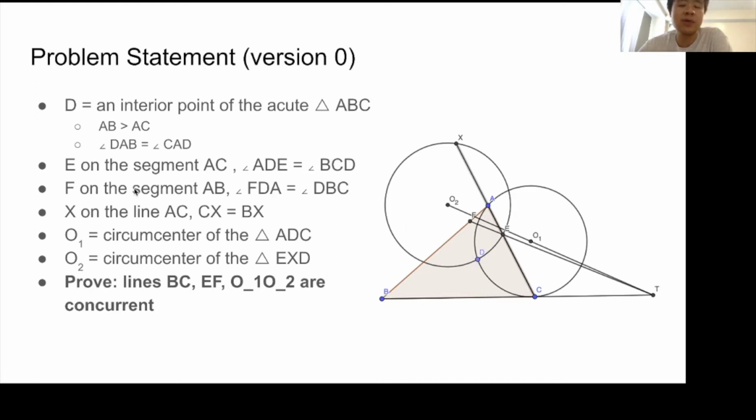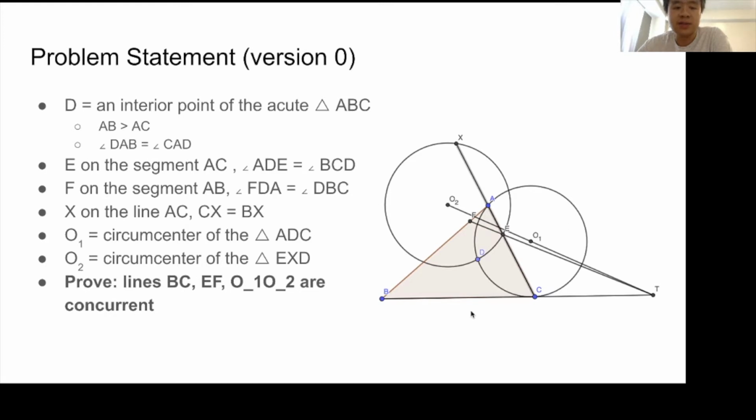Okay, and how about F? F is on the segment AB, and the angle FDA is the same as the angle DBC. There are also other points, like point X, where X is on line AC and CX equals BX. So basically the perpendicular bisector of BC, and X is on this line.